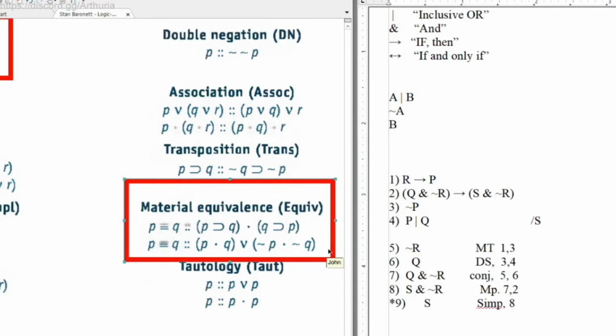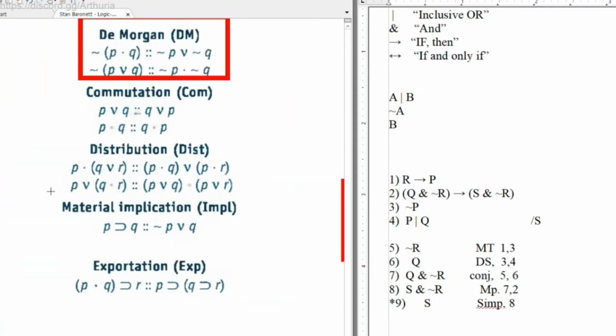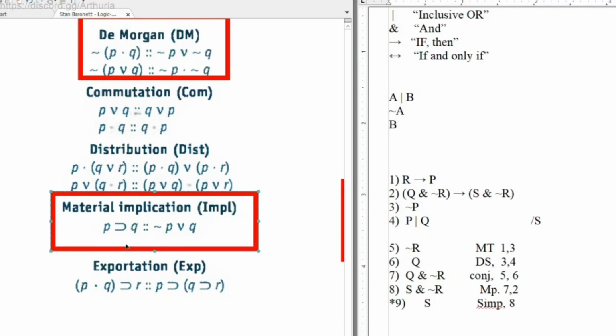Other than that, transposition's kind of funny. Not technically necessary. The other most important rule is going to be your material implication rule. But other than that, unless you have questions, I'm pretty sure we can end it here.